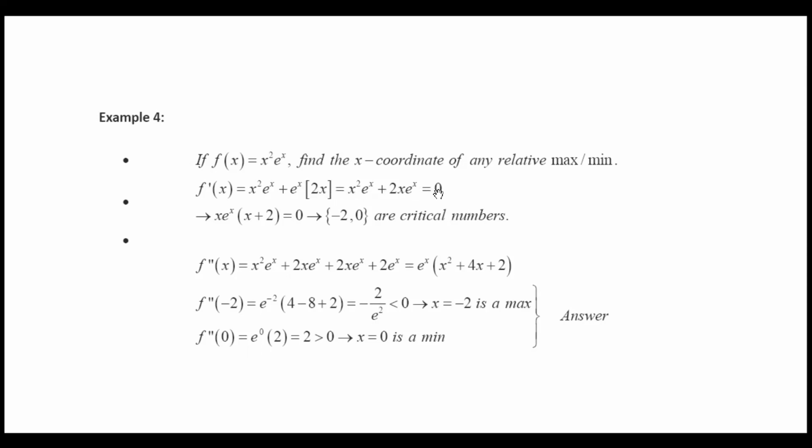We set this equal to 0, we factor, and we find that x could be 0, x could be -2. E to the x will never be 0. So my only critical numbers are -2 and 0. There's nowhere the first derivative doesn't exist, so these are indeed my critical numbers. Now I take the second derivative. Now this is where this problem gets a little sticky.